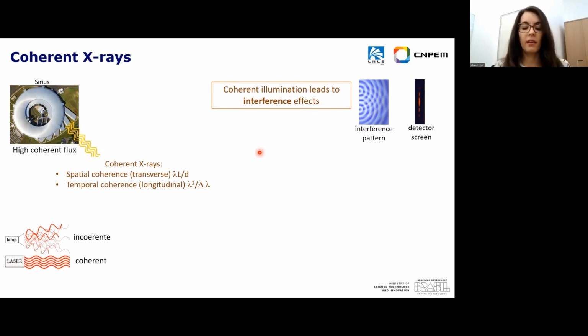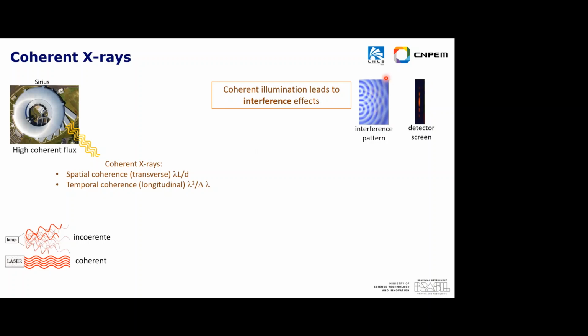So what's a coherent beam? In a coherent beam, the waves have the same wavelength and the same phase as well. When we have interference, it creates a constructive or a destructive interaction. When we have constructive interference, we have a signal in our detector that we call a speckle.